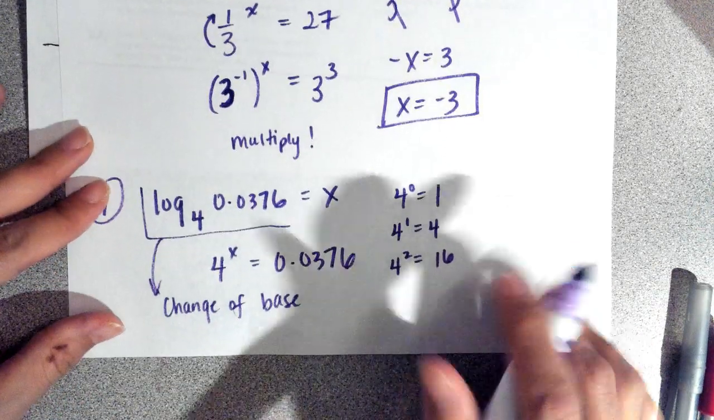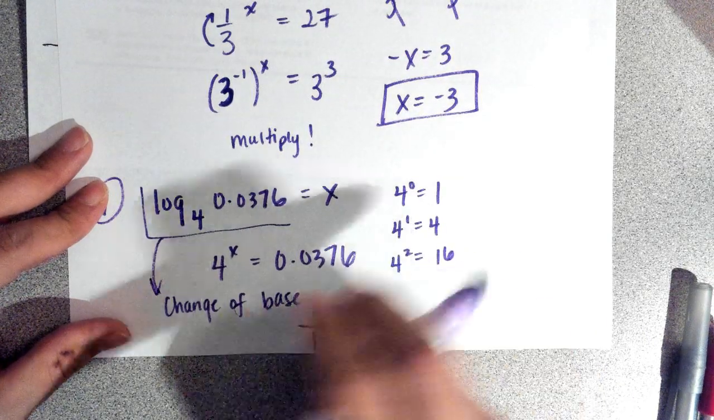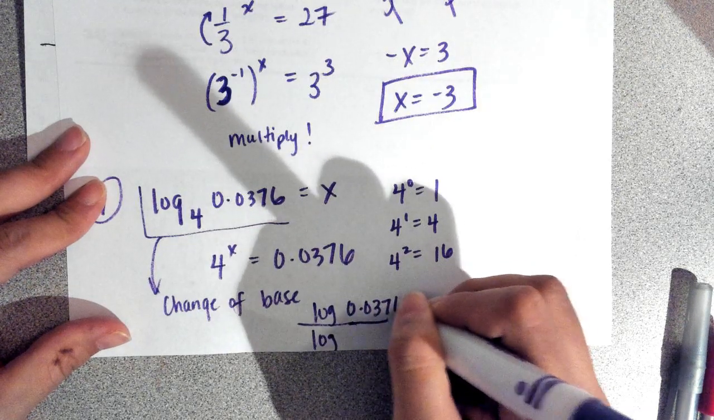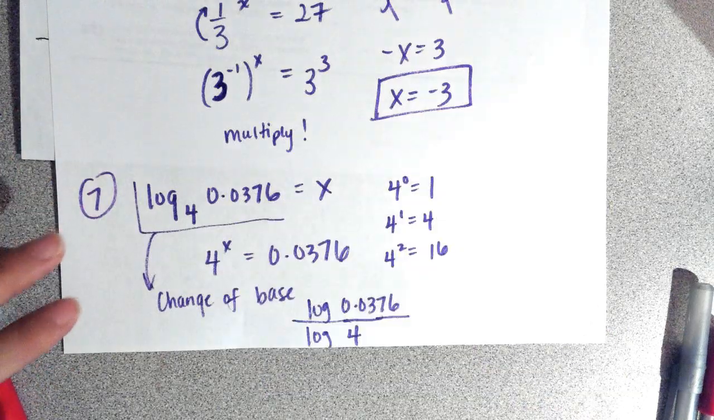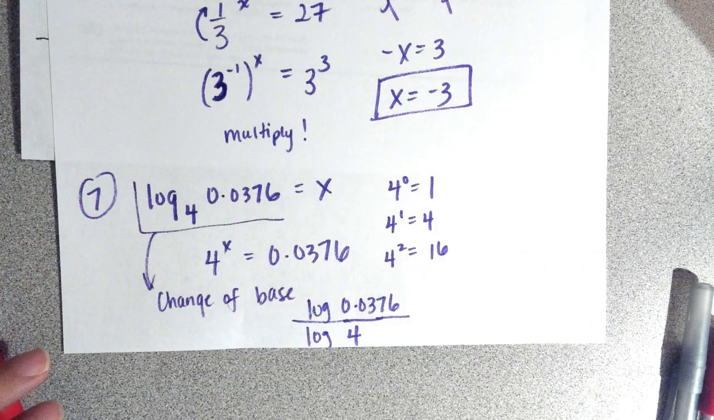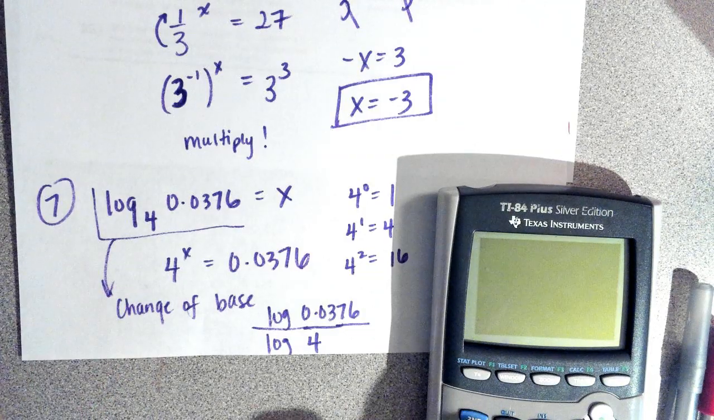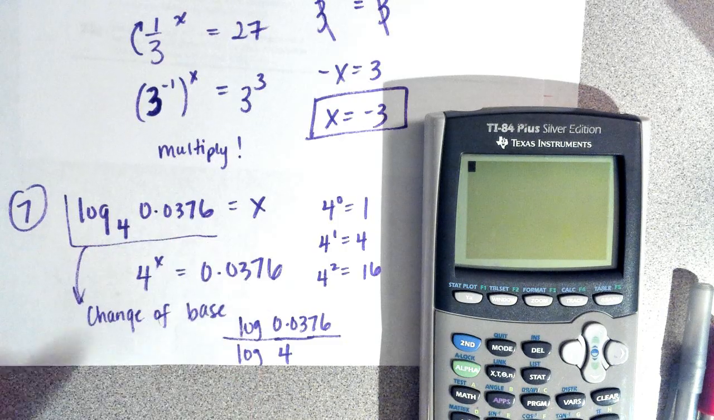How I'm going to do that is I'm going to write log on top, log on bottom, and your argument goes on the top. So 0.0376, and then this will be log of 4. Now the reason why I do change of base is because, especially the old calculators, they can only do a common log. They can only do base 10. So I need to convert this to base 10.